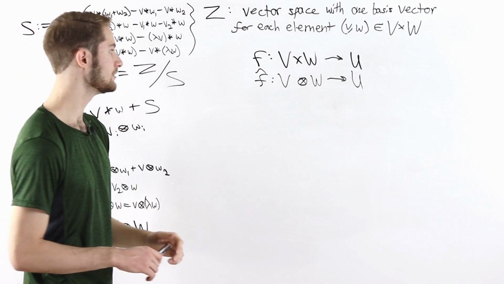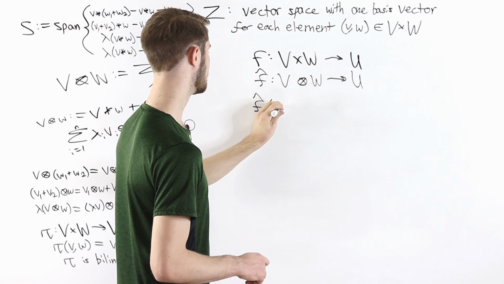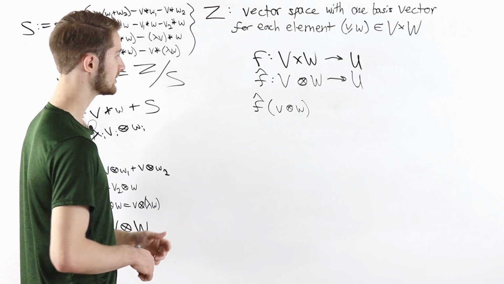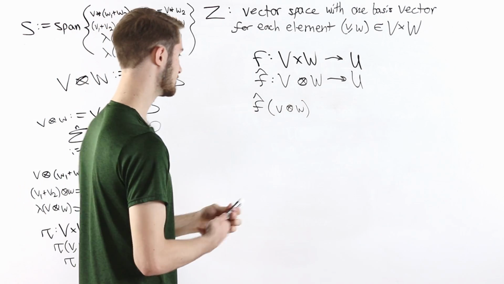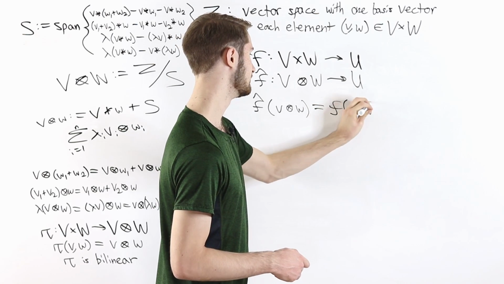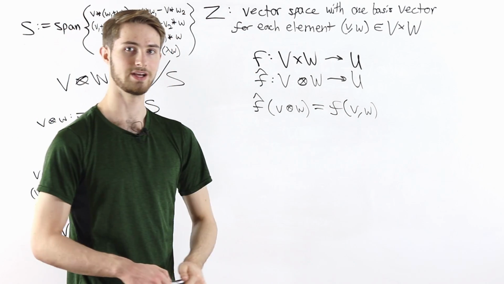Well, let's think about how we could define this function f hat. What would f hat of some pure tensor v tensor w be? It seems like the obvious way to define this function would be to say that f hat of v tensor w is just f of v comma w. And this gives us a definition of f hat in terms of f.